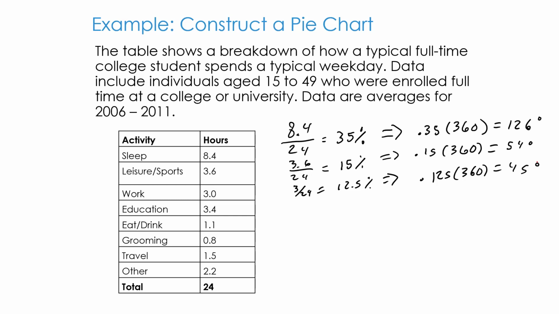Education, what they're there for. 3.4 out of 24 is 14.2%. Times 360 should be 51 degrees.